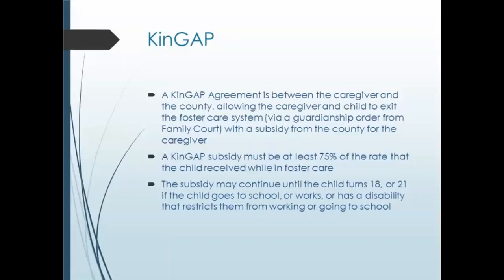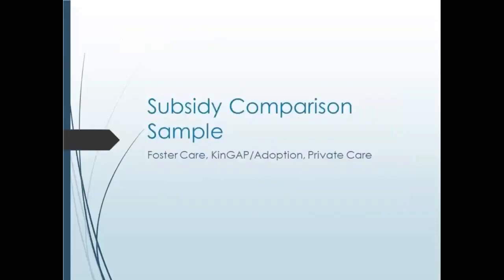21 if the child is continuing to be in school, and that can be college or vocational school, if the child is working at least 80 hours per month, or has a disability that restricts them from working or going to school. So as long as the child is not doing nothing, the caregiver can continue to receive the subsidy on behalf of that child.